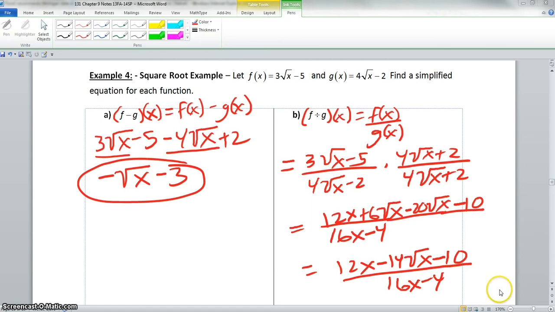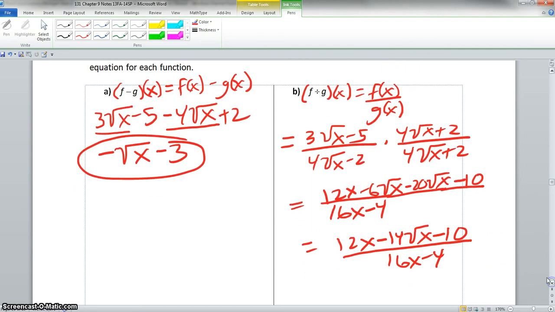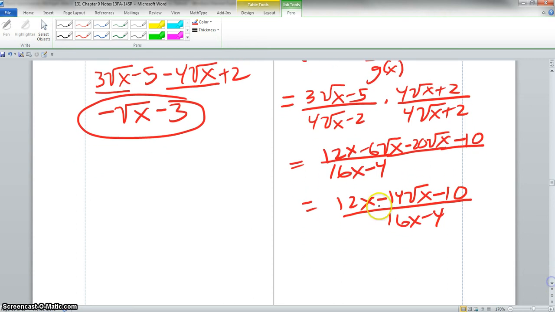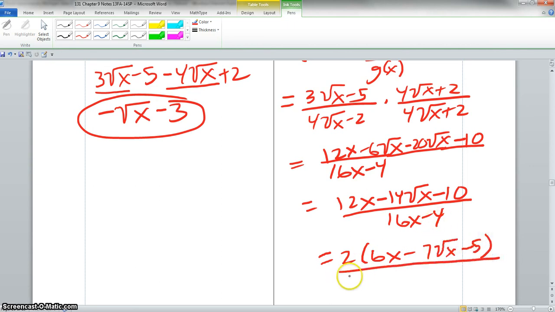Okay, now if we look here, we could do a little factoring. All three of these terms have 2 in common. So we have 6x minus 7 square root of x minus 5. These two terms here have 4 in common. So this would be 4x minus 1.